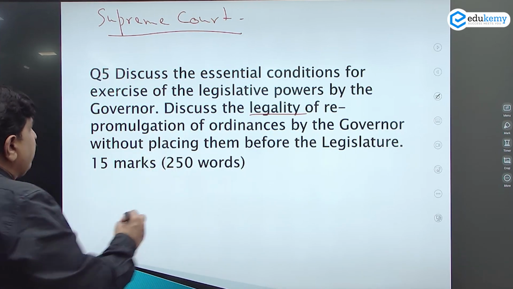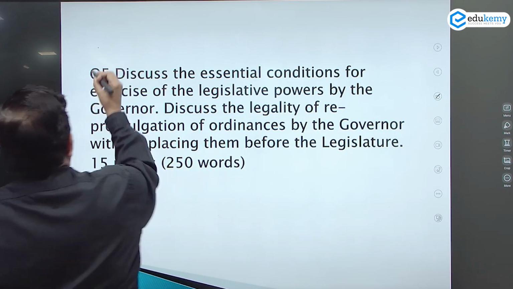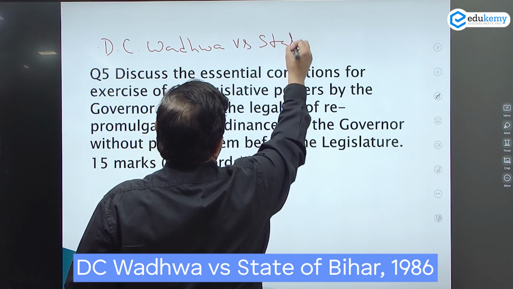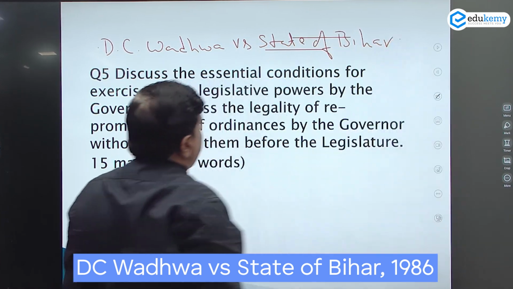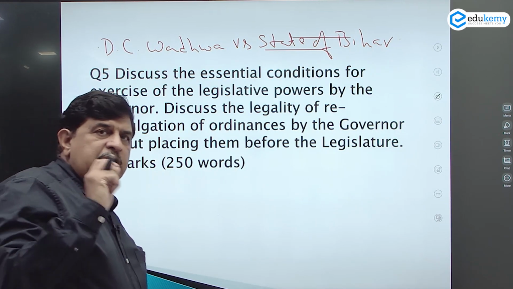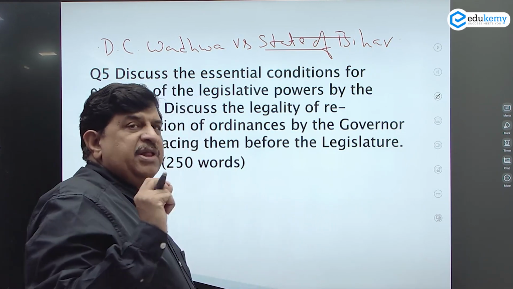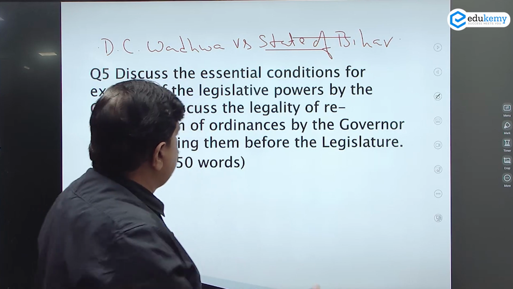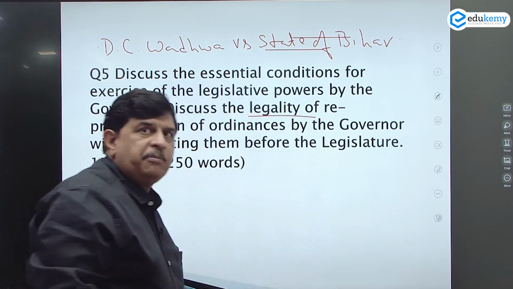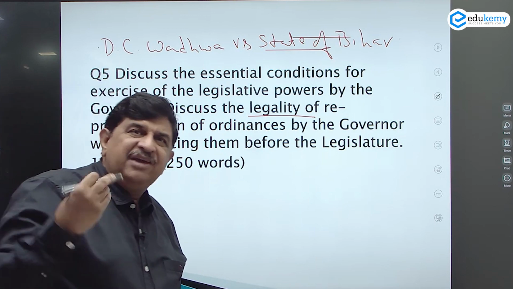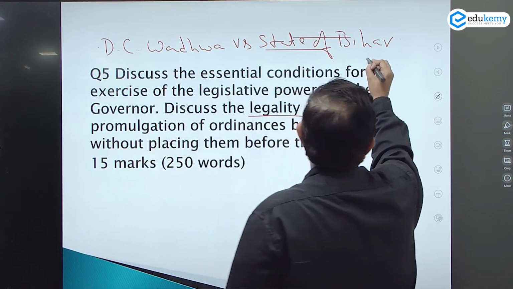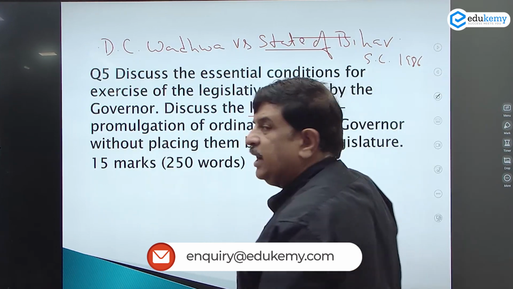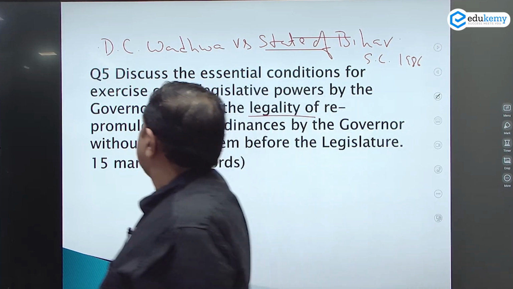Okay. So, the first case that you will talk about will be DC Wadhwa versus state of Bihar. Okay. That will be there. You need to remember the words here. Supreme Court in the role of custodian of the constitution to verify legality. Why are you mentioning the cases from Supreme Court only? You need to talk about why it is like this. The case, why are you mentioning this particular case?